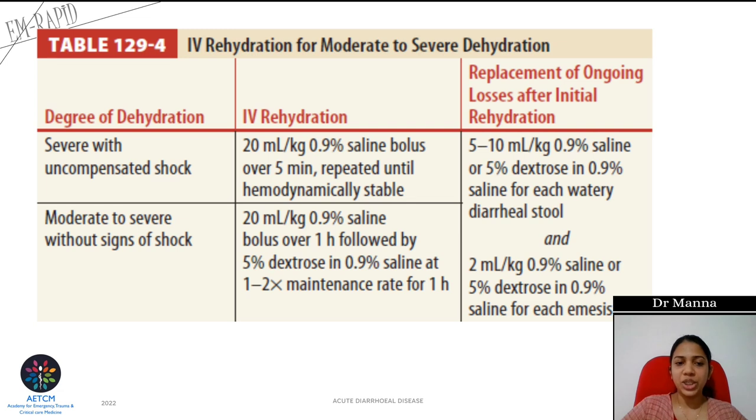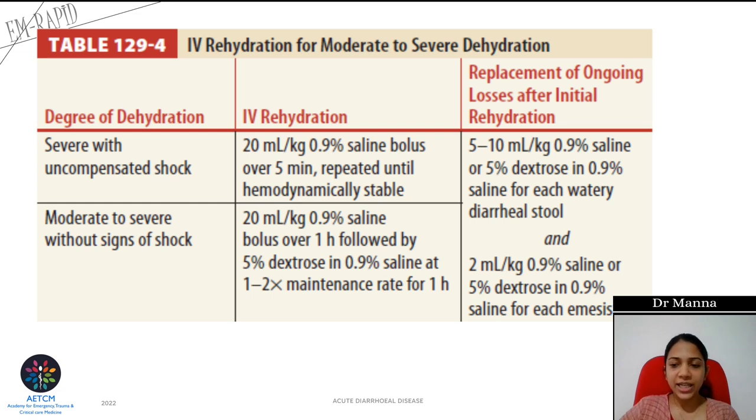And if this patient is improving and is in severe dehydration without any shock, then we can give the correction as listed in the previous table. That means we can correct 20 ml per kg over 1 hour or 30 minutes depending on the age of the child, within whatever time period it is. And when we are giving initial IV boluses, we will be giving only crystalloids. And if we are giving maintenance fluid, we will be giving some dextrose containing fluid.